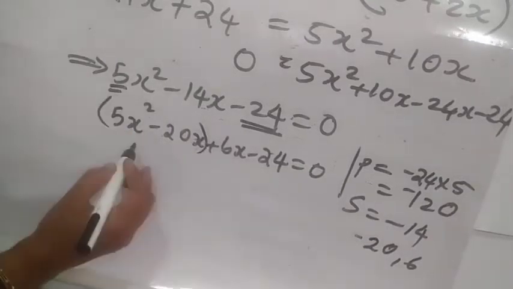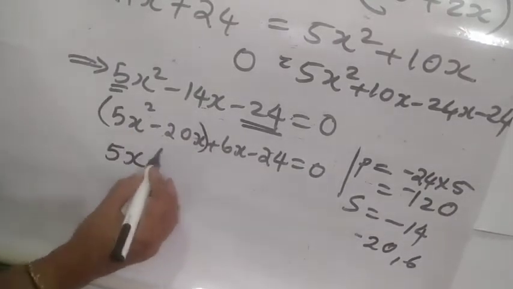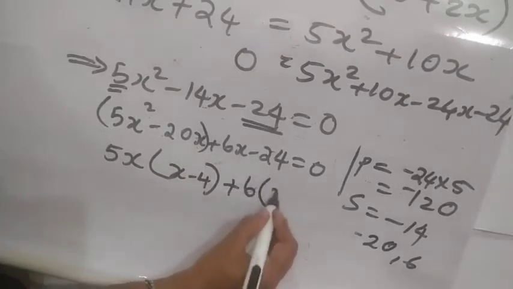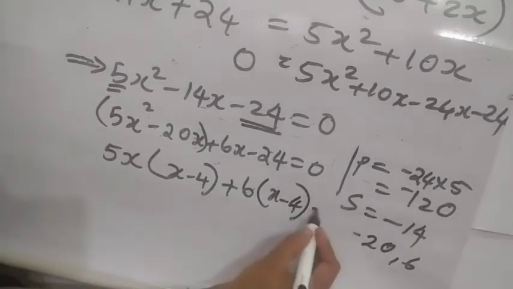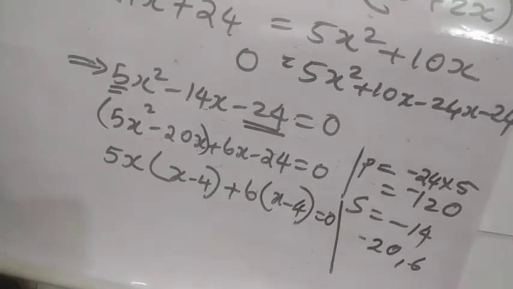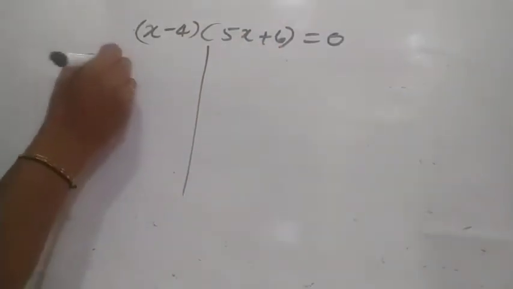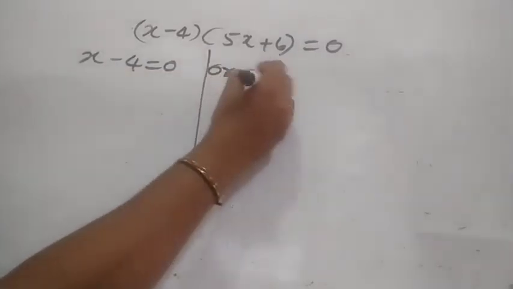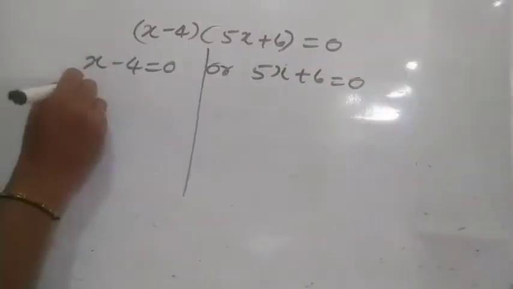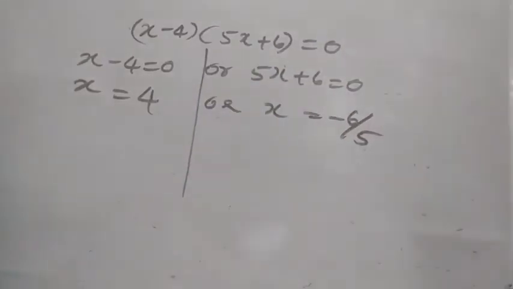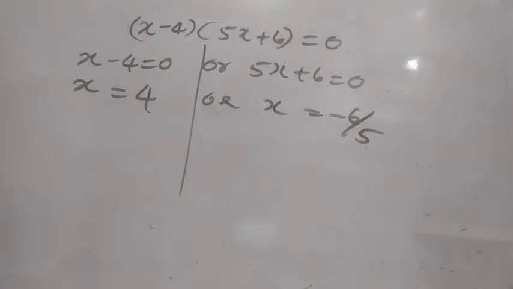And here we can take the common factor as 5x. 5x into x minus 4 plus 6, 6 is common, x minus 4 equal to 0. Okay, let us simplify this. So we can write x minus 4 into 5x plus 6 equal to 0. Here we can apply the zero product rule. x minus 4 equal to 0 or 5x plus 6 equal to 0. We get x equal to 4 or x equal to negative 6 by 5. We write the 6 to the right side as negative 6 and divide it by 5.